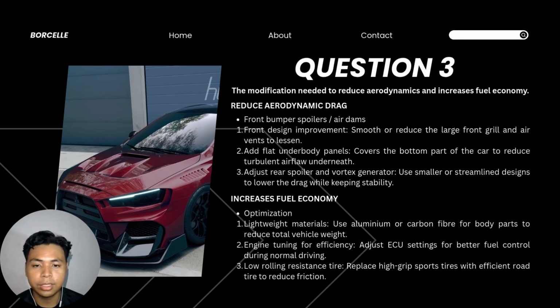Alright, for increasing fuel economy, the modification we need to use is optimization. So number 1 is lightweight material. Use aluminum or carbon fiber for body parts to reduce total vehicle weight. Number 2 is engine tuning for efficiency. Adjust ECU settings for better fuel control during normal driving. And last is low rolling resistance tires. Replace high grip sport tires with efficient road tires to reduce friction.